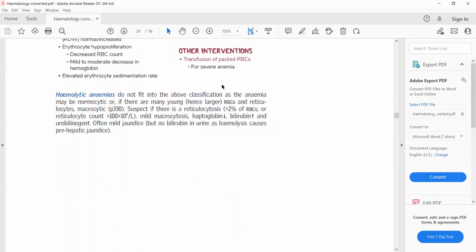So this was all about macrocytic, microcytic, and normocytic anemias and their causes. I hope the causes and these topics are clear.